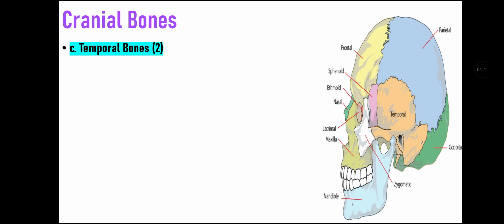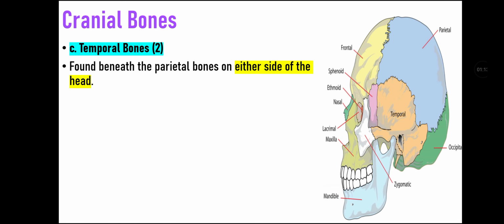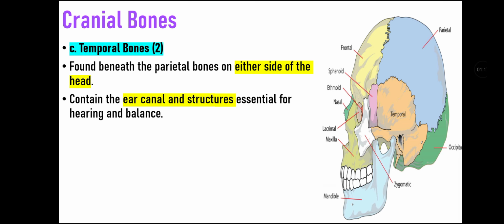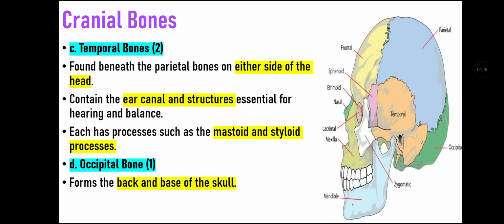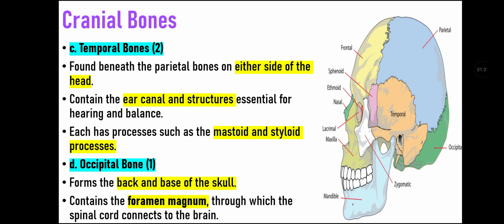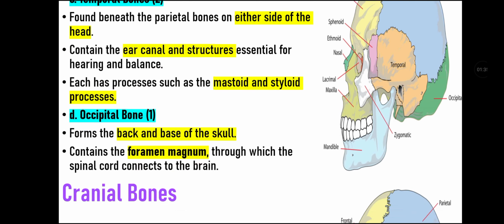The next cranial bone we have is the temporal bone, that is also a paired bone. It lies beneath the parietal bone on either side of the head. It contains the ear canal and structures essential for hearing and balance. Each has processes such as the styloid process and the zygomatic process. The next bone we have is the occipital bone, that is the unpaired bone of the cranium. It forms the base and back of the skull. It contains the foramen magnum through which the spinal cord connects to the brain.